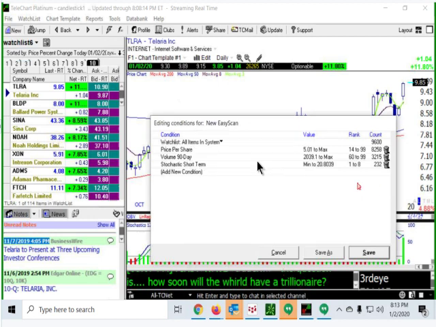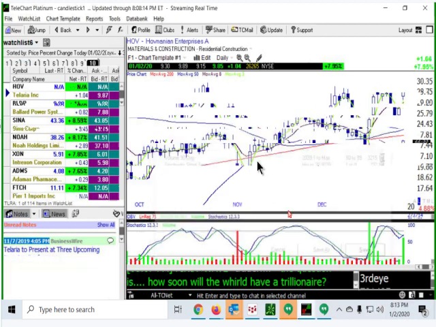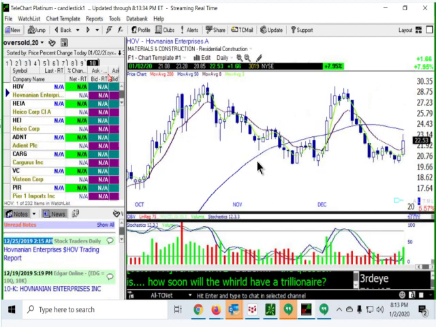All right, so now we've got our trading universe, all the stocks that are trading less than 20. So they're in the oversold area. We want to save this, and we're going to call this, let's say, oversold less than 20. That becomes a universe.